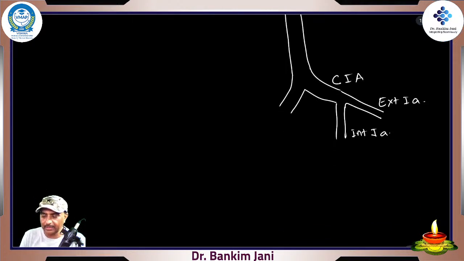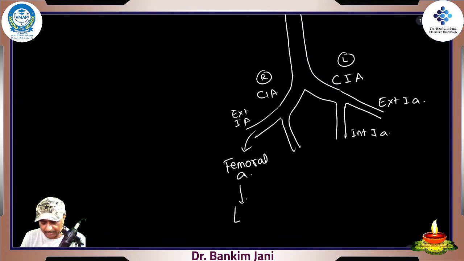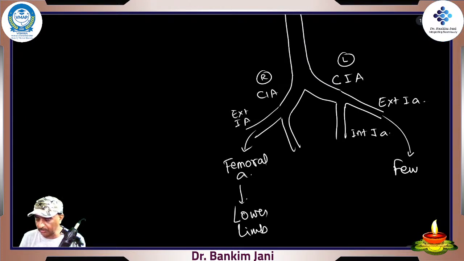So this is the left common iliac. Similarly, this is the right common iliac artery. It divides into two, right? And this external iliac artery continues as the femoral artery, and that femoral artery will go all the way to the right lower limb. In the same way, on the opposite side over here also, it is the femoral, and then it goes to the lower limb.